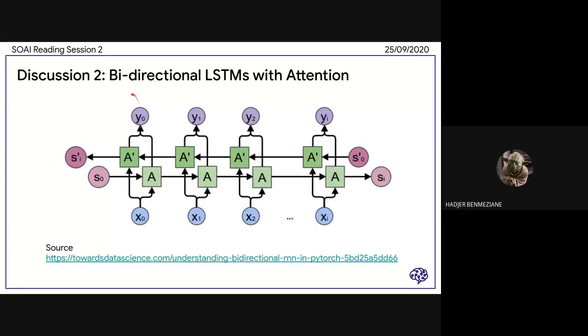Okay, these are bidirectional LSTMs and these were the state-of-the-art model at that time.